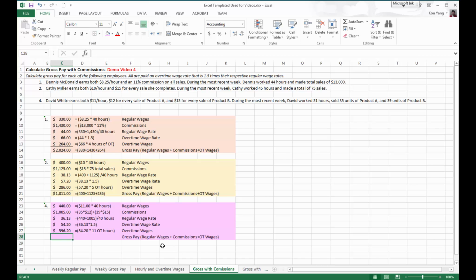All right, so my total gross pay then, I'm going to take $440 plus $1,005 plus the overtime wages to get to a total of $2,041.20 for Mr. White.